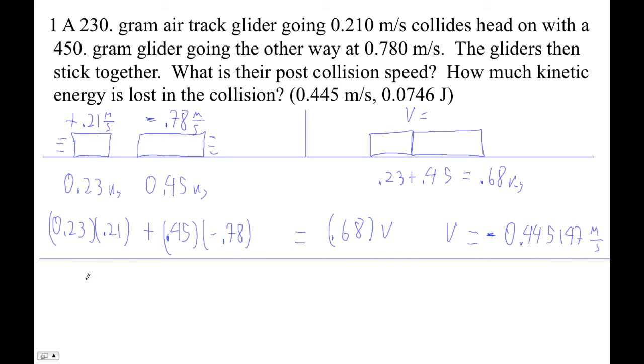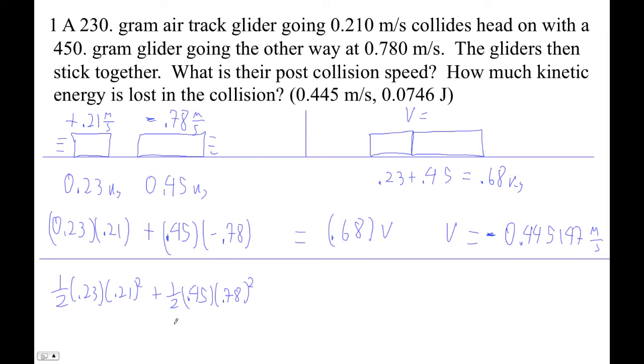All right, so here we go. So now we're going to figure out the kinetic energy before. So 1/2 0.23 times 0.21 squared, right, plus 1/2 0.45. Remember, our formula is KE is 1/2 mv squared, right? Okay. Times 0.78 squared. Be careful you don't put the minus sign in here, or if you do, put the parentheses around it, because TI calculators will do an interesting thing if you square a negative number. Okay, so 0.5 times 0.23 times 0.21 squared. Is that right? Yeah, there we go.